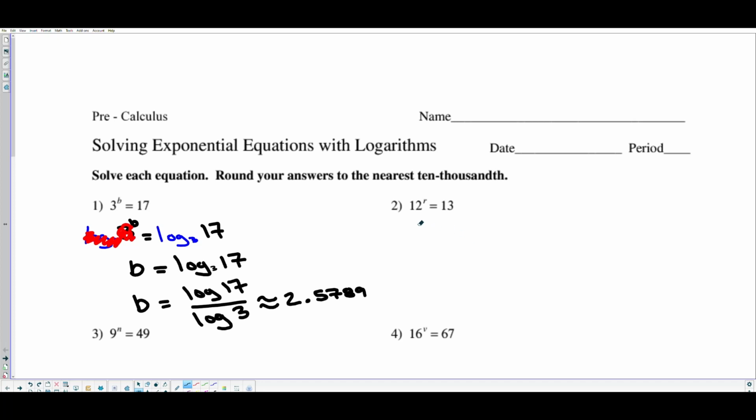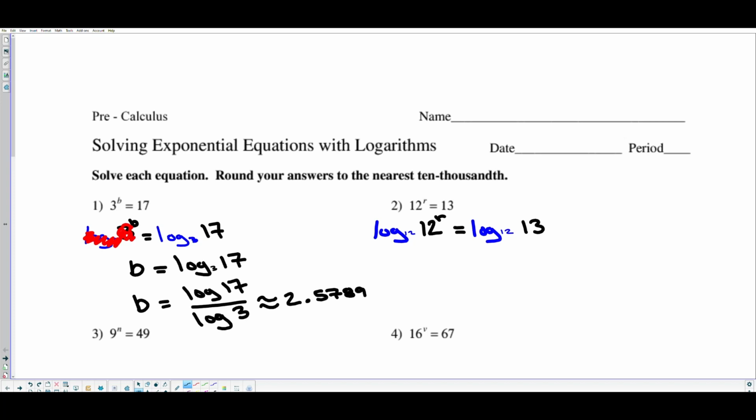Alright, so moving on. Solving for this second equation right here. Notice that we have base 12 and base 13, but the variable r is part of the base 12, so we're going to log base 12 both sides. So we're going to do log base 12 of 12 to the r power equals log base 12 of 13.